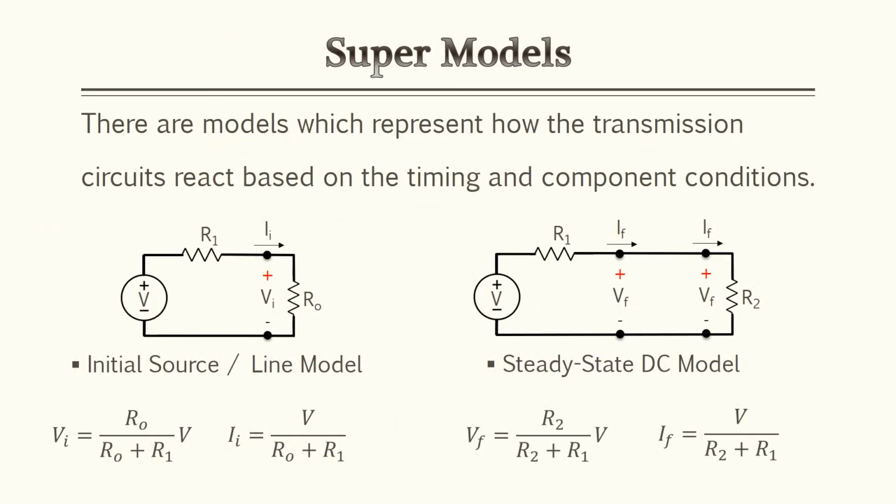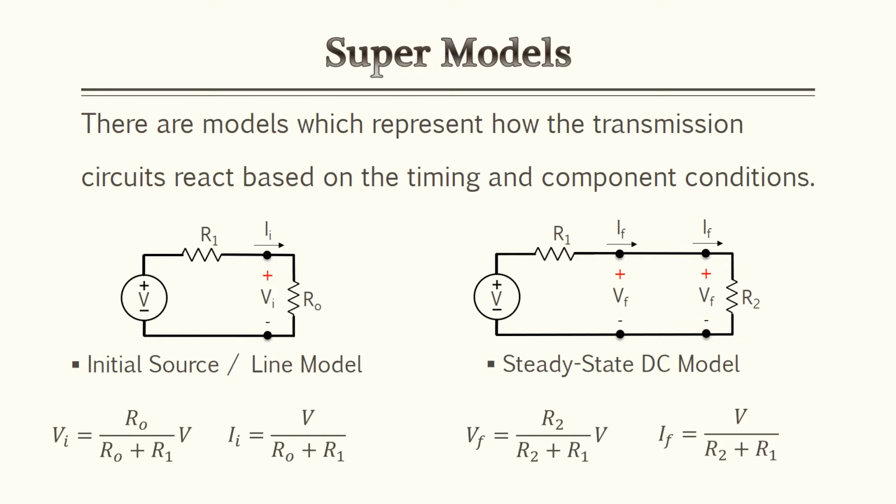Since transmission lines have reflection, there's going to be some different states as far as the voltage and current of those transmission lines. Similar to RC and RL circuits, since a transmission line has an inductor and capacitor in a sense, there's going to be an initial state and then a steady state based on the timing. So there's going to be two models. The line model, which is our initial conditions, and then our steady state DC model, which is of course our steady state model after it's been on for a period of time.